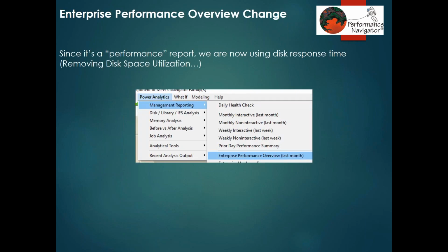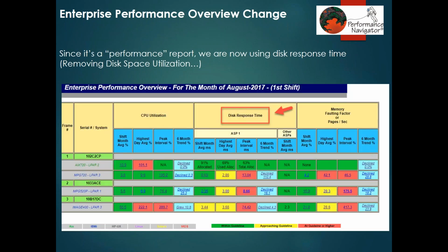All right, new functionality. So our Enterprise Performance Overview that a lot of you have been using for years, it's the ability when you get to like November 1st and you're looking at October, or December looking at November, you can see what we did last month from an enterprise standpoint. And a lot of people love this because it's hyperlinks, it's graded with green, yellow, red your service levels. The change that we're making is, since this is a performance report, instead of disk space utilization, we're changing to disk response time.